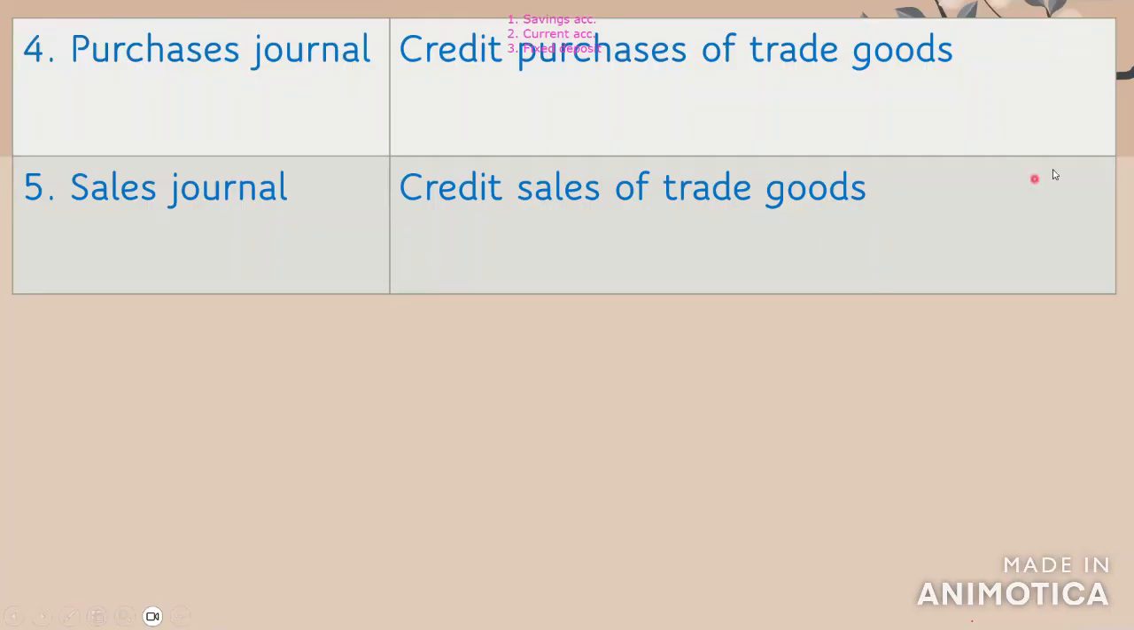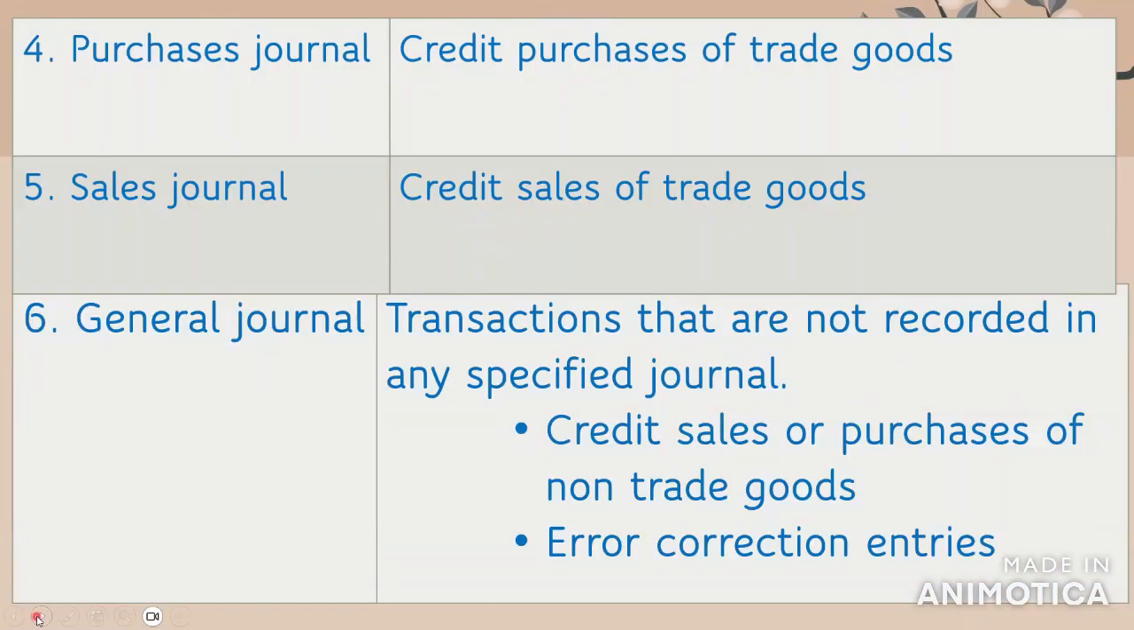Next, purchases journal and sales journal. In the purchases journal, we record credit purchases of trade goods, and in the sales journal, we record credit sales of trade goods. Next, we have the general journal. In the general journal, we can record the transactions that are not recorded in any specific journal: credit sale or purchase of non-trade goods. Error correction entries and adjustment entries also can be recorded.